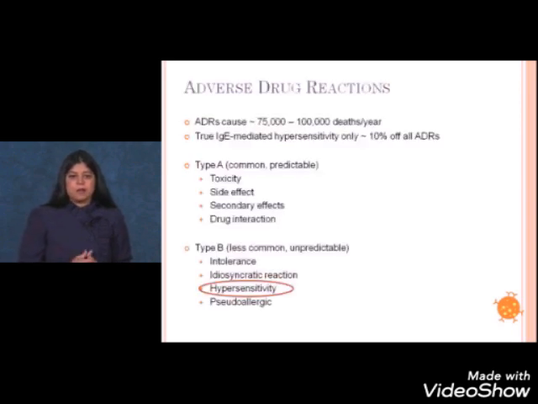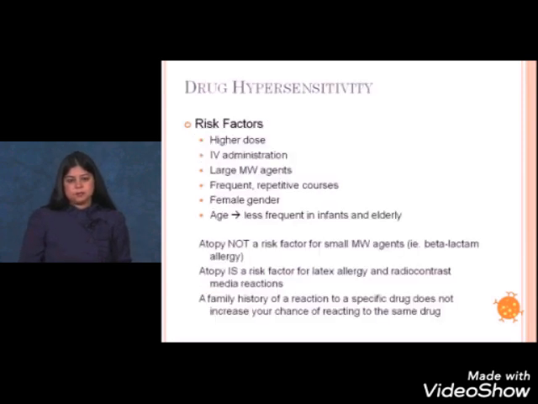Now we're going to talk about adverse drug reactions. And so adverse drug reactions cause approximately 75,000 to 100,000 deaths per year. The true IgE-mediated sensitivity is only about 10%, however. We can break up the reactions into two groups. There's the type A and the type B. The type A are more common, predictable reactions, toxicity, side effects, secondary effects, drug interaction. The type B is less common and unpredictable. You have intolerance, idiosyncratic reactions, hypersensitivity, and pseudoallergic. We're going to be honing in on the hypersensitivity reactions.